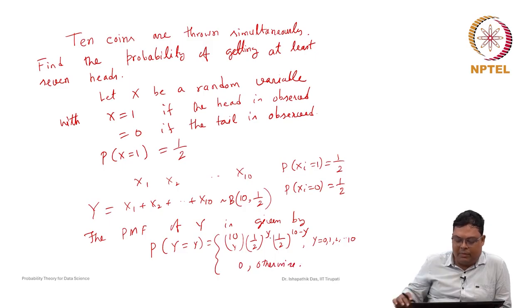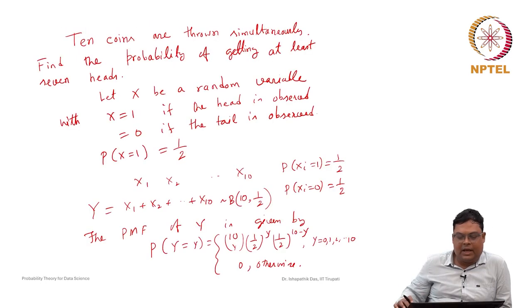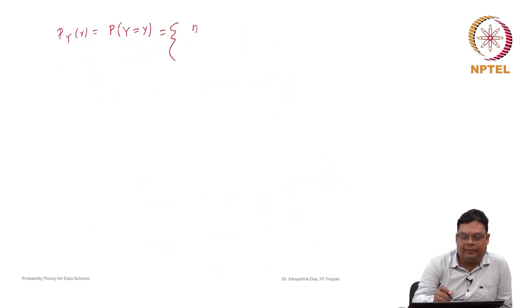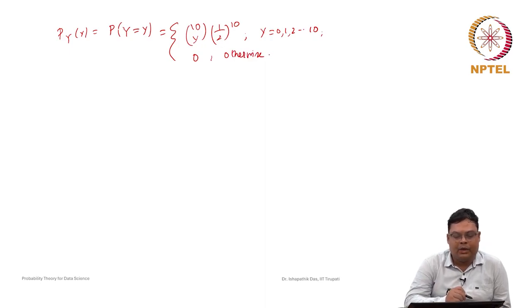Now it can be simplified. The probability mass function of y, p of y, which is the probability that y is equal to small y, can be further simplified. Because p is equal to 1 by 2, 1 minus p is also 1 by 2. So we get 1 by 2 to the power y times 1 by 2 to the power 10 minus y, which is 1 by 2 whole to the power 10. So this is nothing but 10 c y times 1 by 2 whole to the power 10, whenever y is 0, 1, 2, up to 10, and equal to 0 otherwise. Now, what is the question?